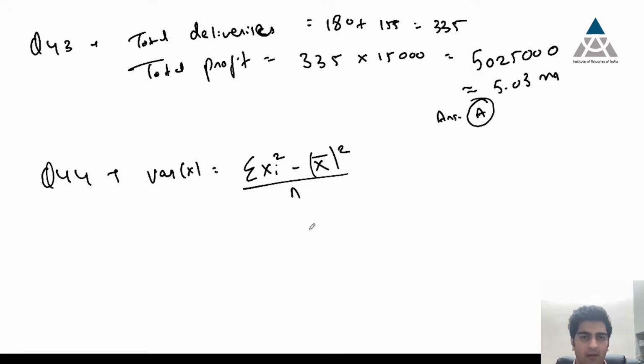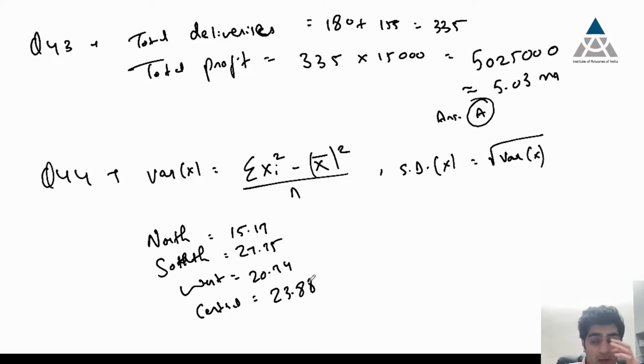That's absolutely fine. This is variance, and naturally standard deviation is the square root of variance. So that's it. You can apply this formula, although you don't really need to. As I said, in your calculator you can directly calculate the standard deviation. I've filled in the standard deviations for those 4 areas, just using the data set. North is 15.17, south is 27, west is 20.74, and central is 23.88.